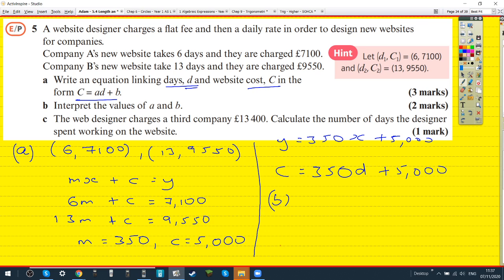And so, interpretation of the 5,000? So, is 5,000 when it's 350? No. 5,000 is for 0 days. It's when time is 0. It's like the initial amount. Or in this case, it's like a flat rate. So even if you do 0 days, it's still going to cost you 5,000 pounds. Is it the initial cost or something? Like a starting cost. Yeah. Okay. Interpretation of the 350.